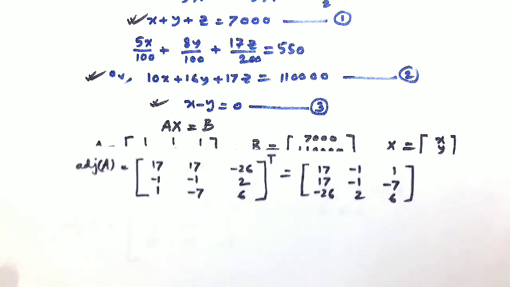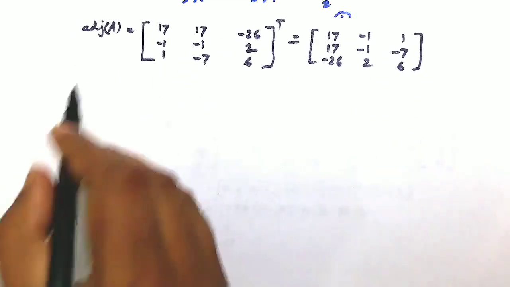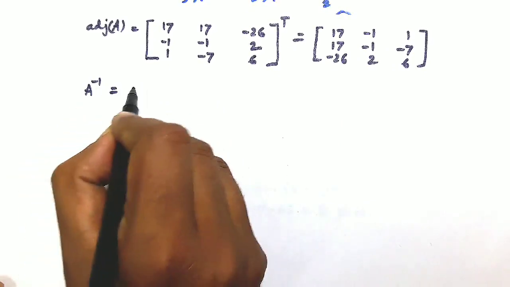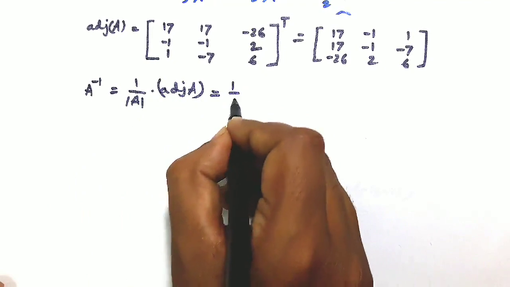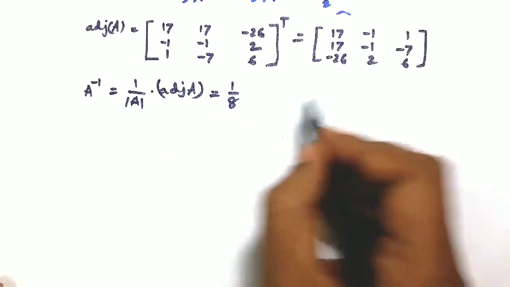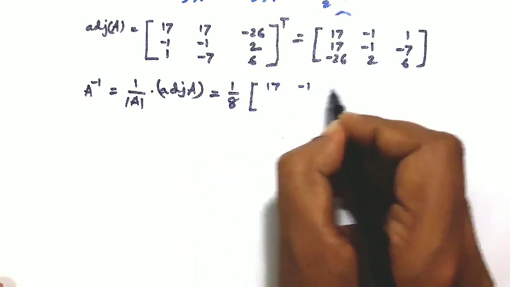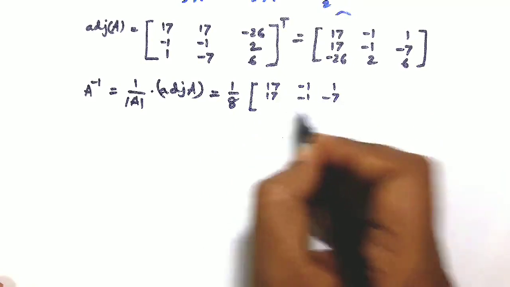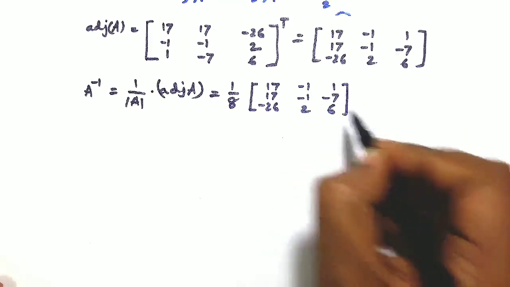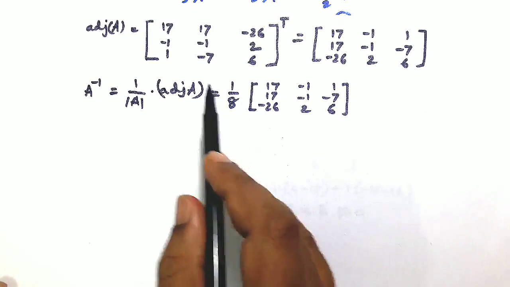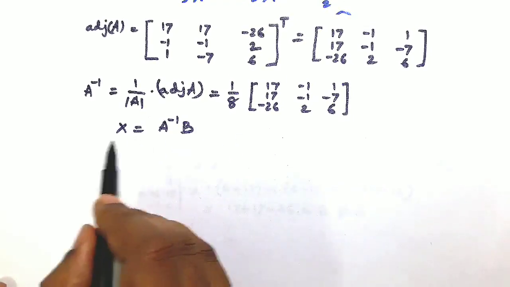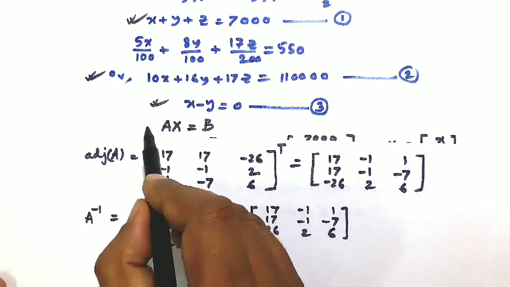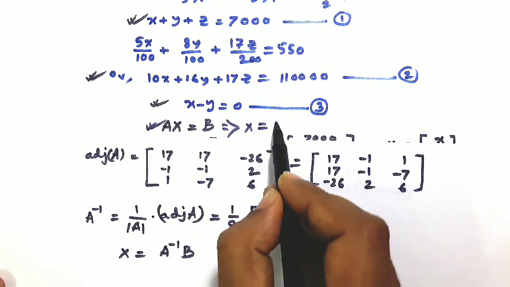Now we have to find out the inverse of A. Inverse of A is equal to, we know this formula, 1 by determinant of A into adjoint of A. So friends, this is 1/8, and adjoint of A is this one. So we write the matrix 17, minus 1, 1, 17, minus 1, minus 7, minus 26, 2 and 6. So simple. Now the solution of the given system is given by X is equal to A inverse B. We know this because AX is equal to B. This is given. So from here X is equal to A inverse B.